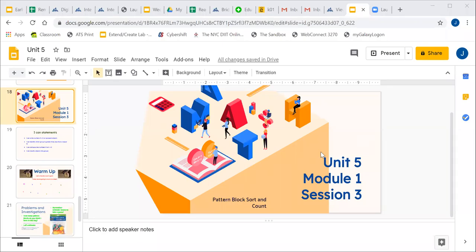Oh, hello, KO1. We are here for our math lesson. We are on Unit 5, Module 1, and we are on Session 3. And today's lesson is called Pattern Block Sort and Count. So we're going to actually look at a group of pattern blocks today, and we're going to sort them out, and we're going to count them.